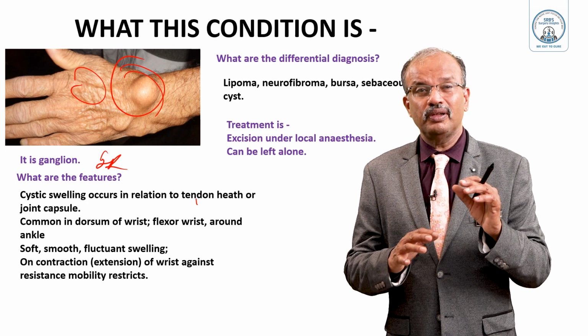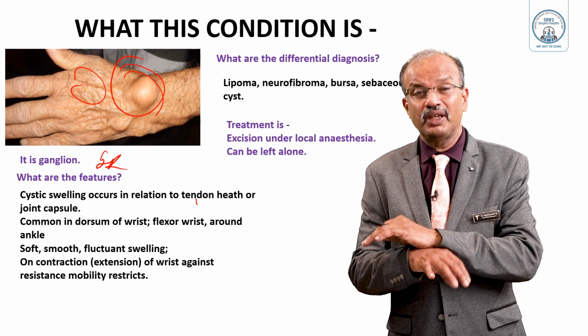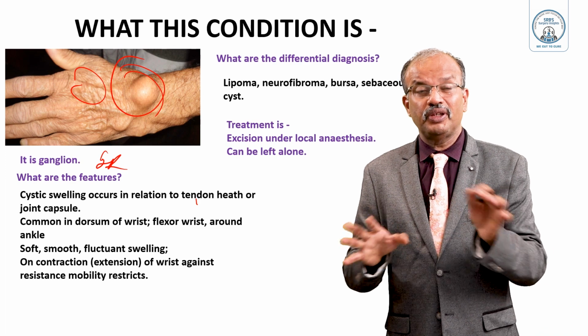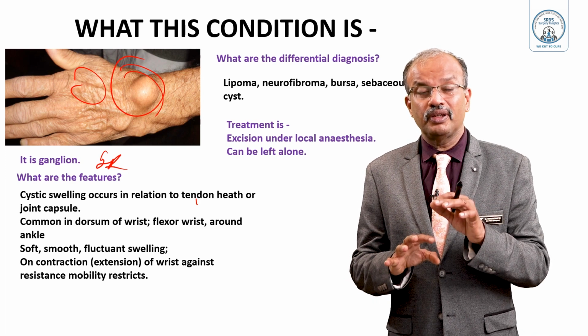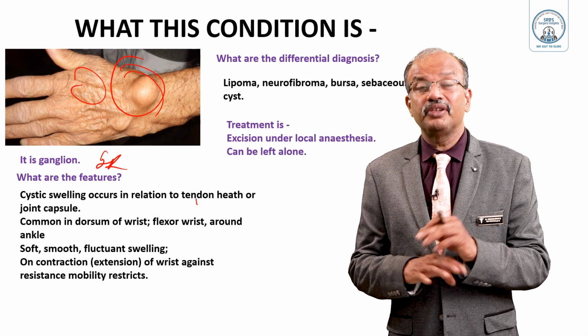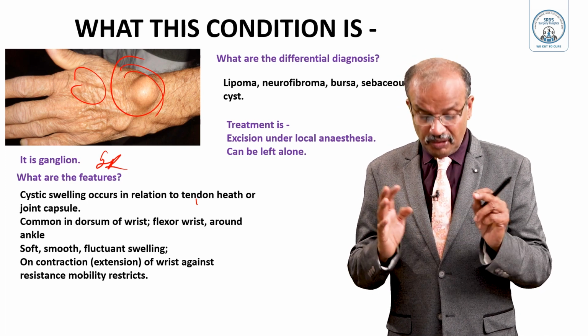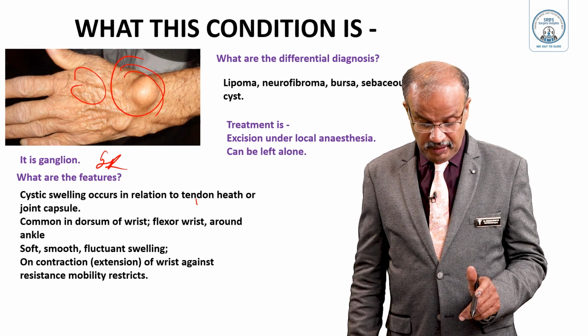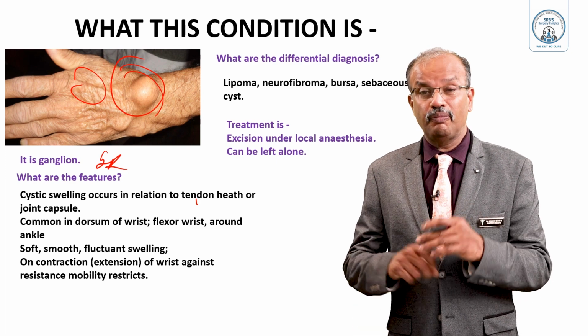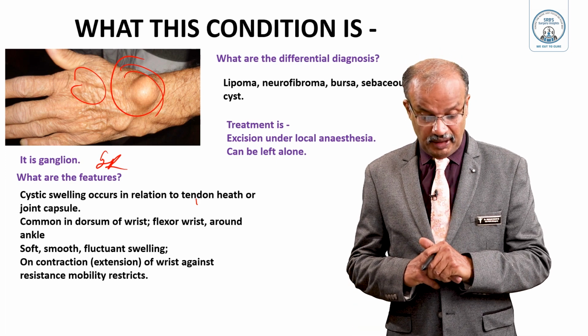In olden days, they used to put a Bible over the ganglion and press it so that it ruptures, and by the pressure it disappears. That's in olden days. Sometimes it disappears, otherwise you have to do surgical excision under local anesthesia, and apply a crepe bandage after that.